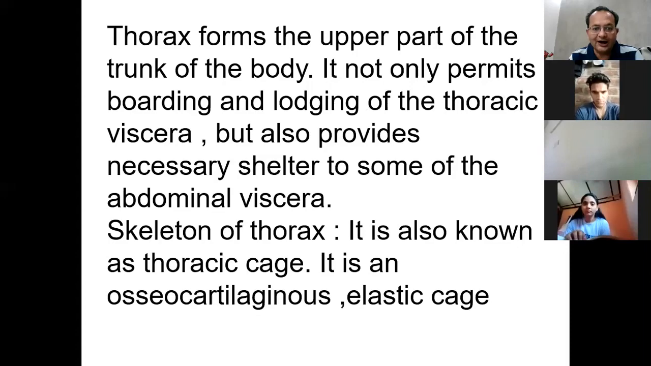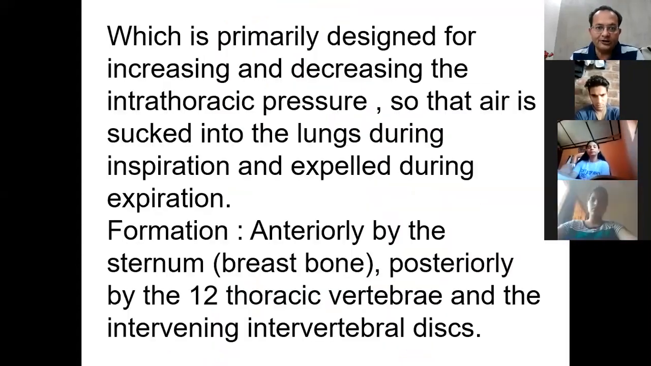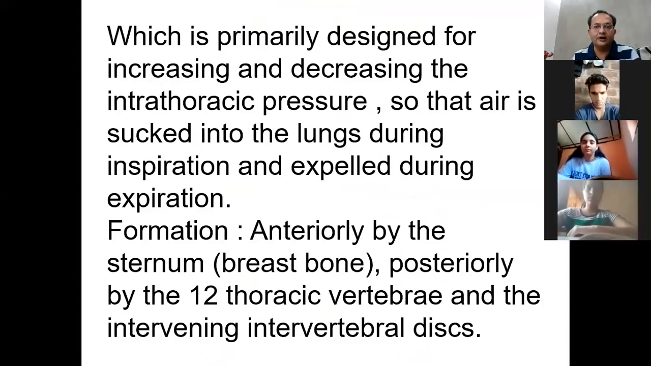Now, skeleton of thorax, also known as the thoracic cage. It is an osteocartilaginous elastic cage. Anteriorly, it is formed by the sternum, laterally by 12 pairs of ribs, and posteriorly by 12 thoracic vertebrae and intervening intervertebral discs. It is designed for increasing and decreasing the intrathoracic pressure so that air is sucked into the lungs during inspiration and expelled during expiration.